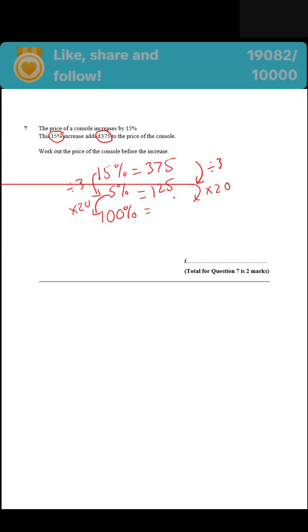If I want to go from 5% to 100%, I multiply by 20. Times by 20 is the same as timesing by 2 and then timesing by 10. So if you're not confident times by 20, break it down into smaller steps. 125 times 2 is 250, and then 250 times 10 gives you 2,500. So that was the original cost of the console. Quite an expensive console.